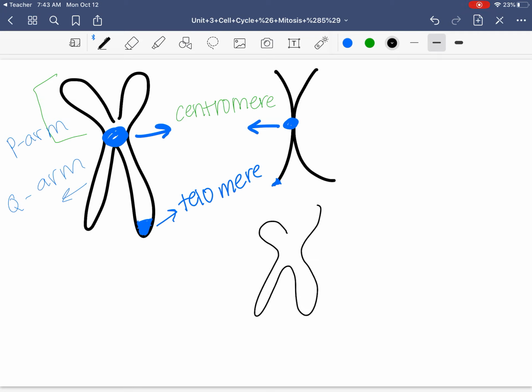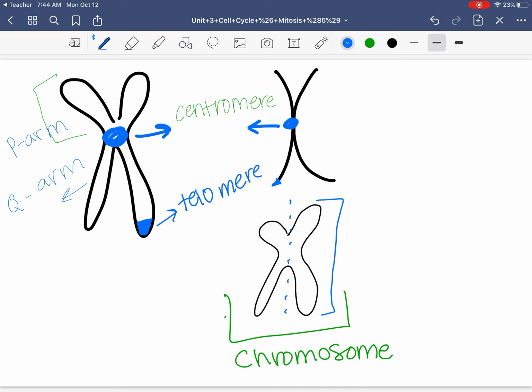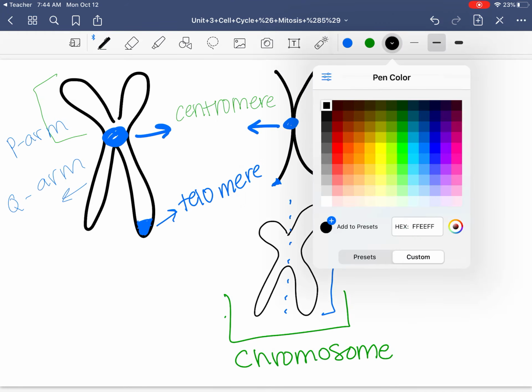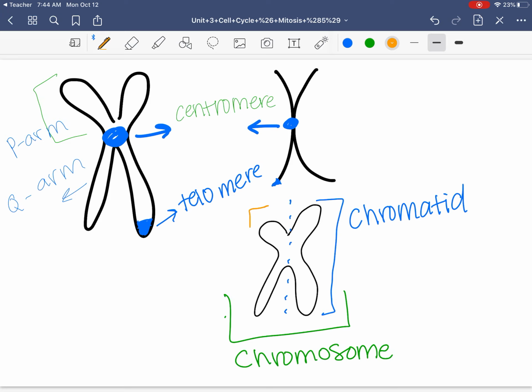So this entire thing is a chromosome. One half of it, like this, is called a chromatid. A chromatid. Let's do another color. So both of these halves are chromatids. Because they come from the same chromosome, they are sister chromatids.